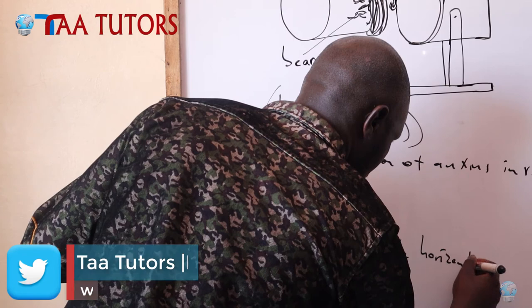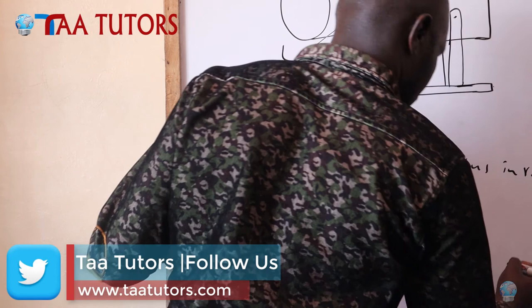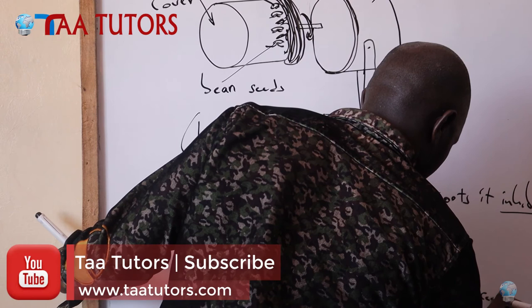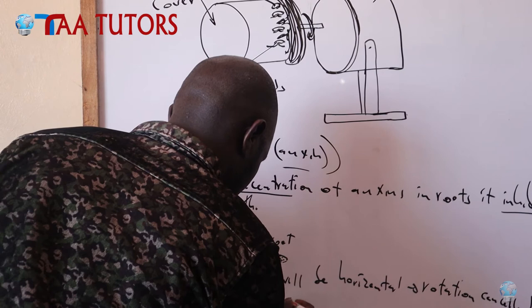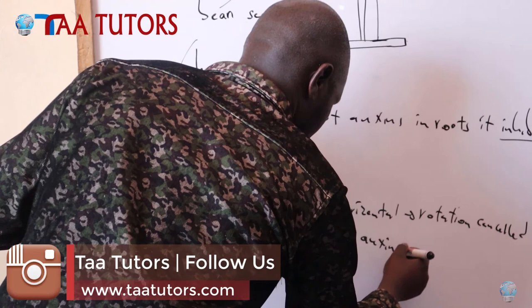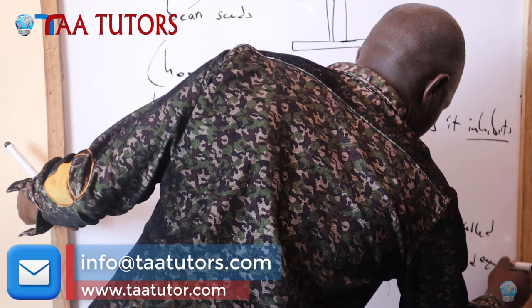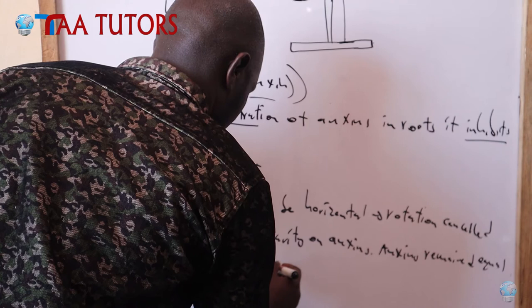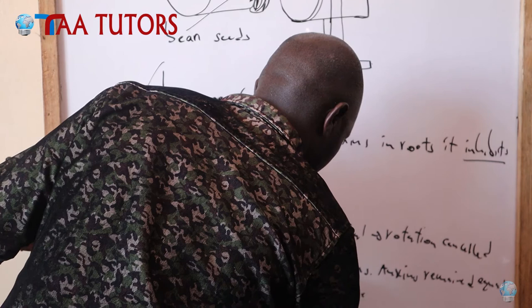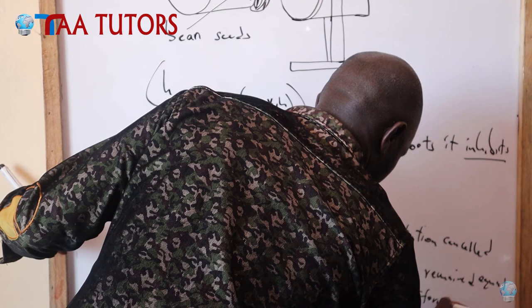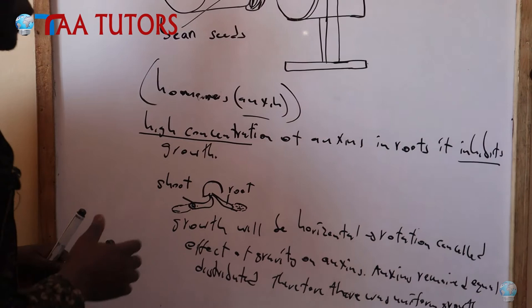Reason is the rotation cancels the effect of gravity on auxins. That is the first thing. Therefore, what happened? Auxins remained equally distributed. Therefore, there was uniform growth. That is the reason why this particular plant at this point will be seen growing horizontally, and that is what is going to happen.